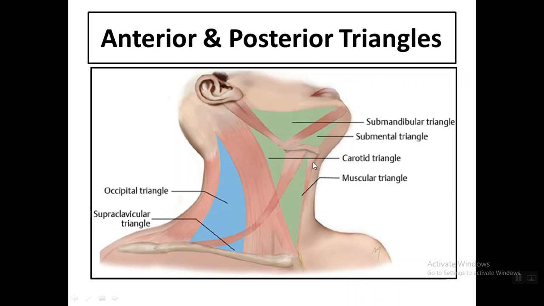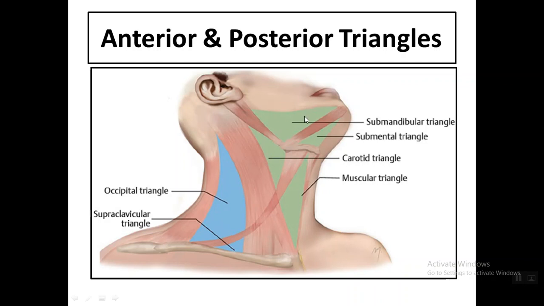And the omohyoid muscle: omo means shoulder, and hyoid means attached to the hyoid bone. So this muscle, the omohyoid muscle, extends from the shoulder to the hyoid bone. We call it the omohyoid muscle. This muscle will further divide the anterior and posterior triangles into smaller triangles.